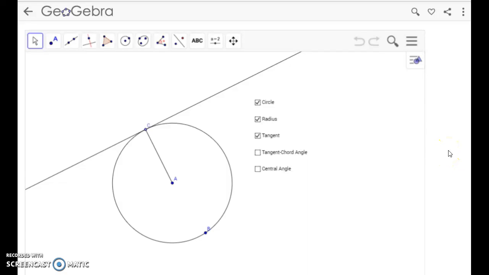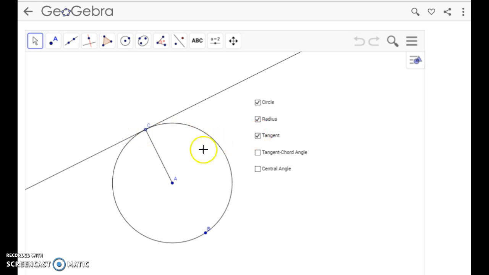In this video, we're going to explore relationships between tangents and circles. As a reminder, a tangent segment is a segment that will intersect a circle at exactly one point. So here what we have drawn is a circle. We've got a radius given to us, and then we also have this tangent that's drawn here.